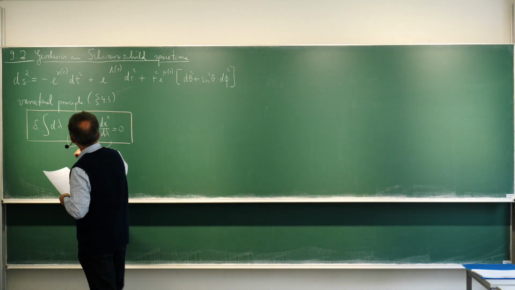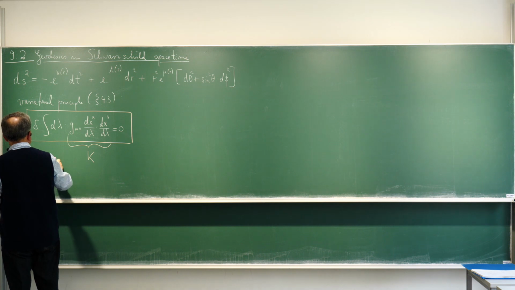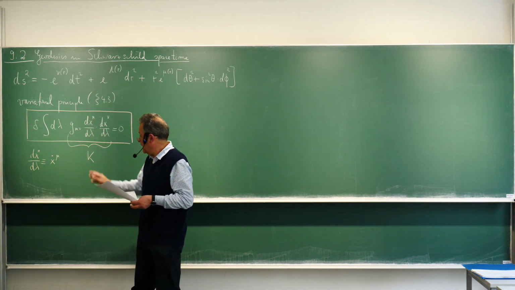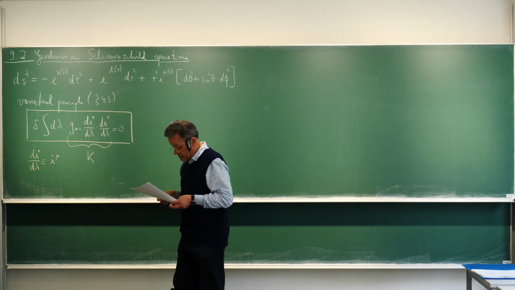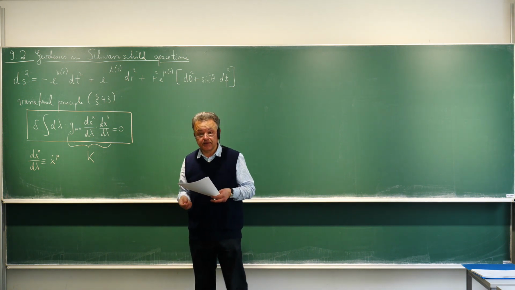And this dx mu over the parameter lambda, we abbreviate with the dot. Also other quantities that we differentiate with respect to lambda are denoted by a dot. Now, this, of course, generalizes time derivatives.